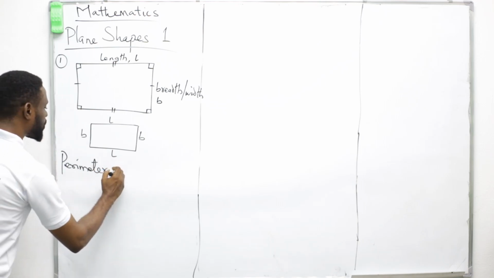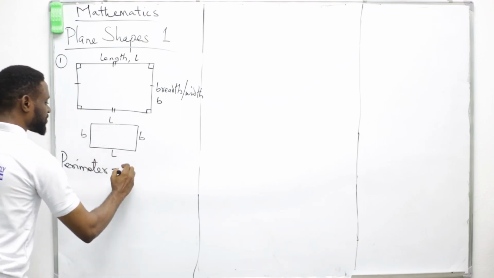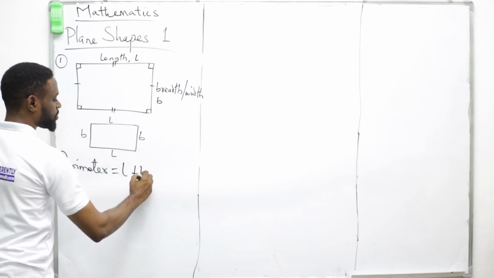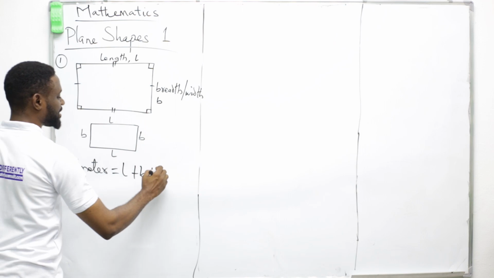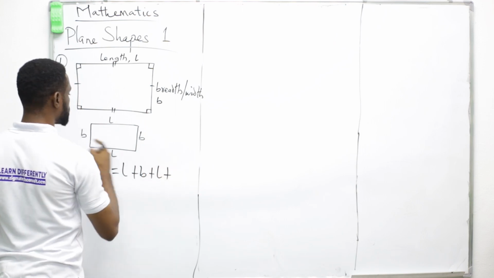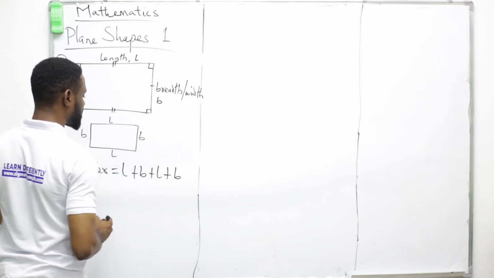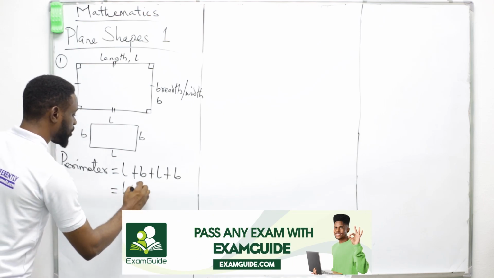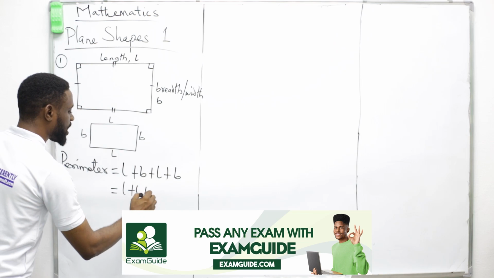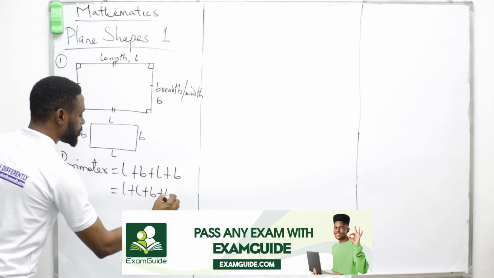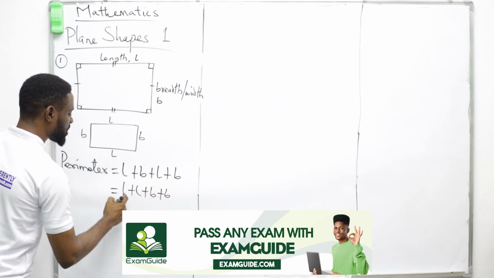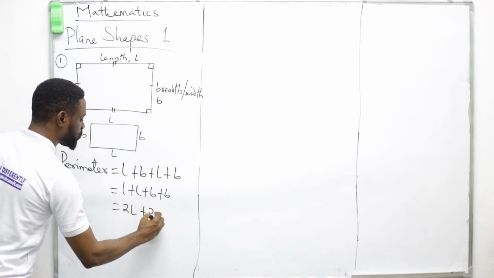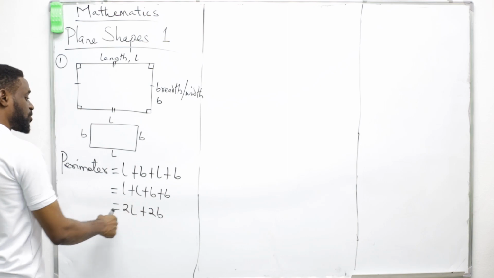So perimeter will now mean this length plus this breadth plus this length plus this breadth. Do you understand that? So this will now be equal to L plus L. Let me bring L to L and B to B. Do you get that? So this is L plus L is 2L, plus B plus B is 2B. Some people stop at this.